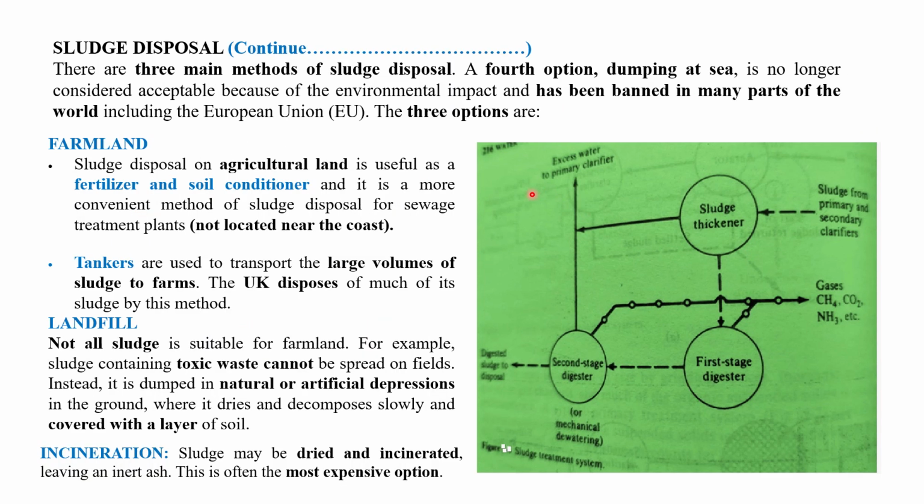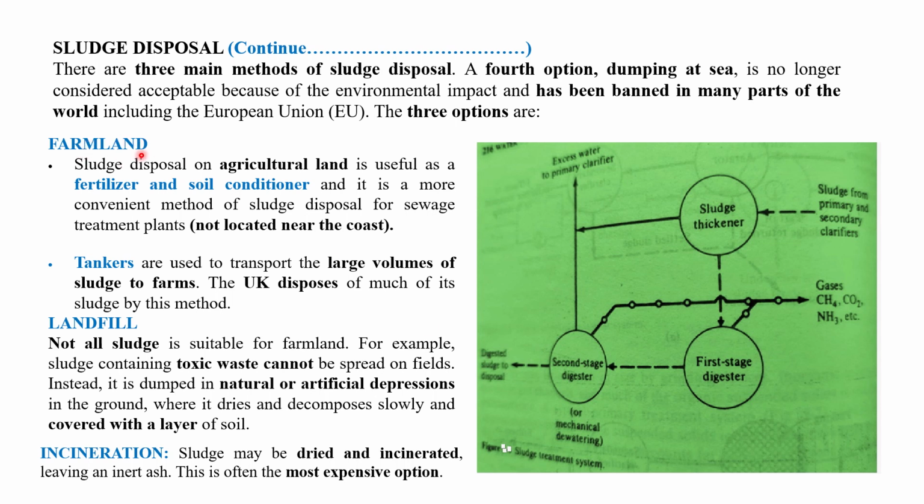So next we can see the further disposal of the sludges. There are three main methods of sludge disposal. A fourth option is also there, that is dumping at sea, but it is no longer considered acceptable because of the environmental impact, and has been banned in many parts of the world, including the European Union. So what are the three options of sludge disposal?